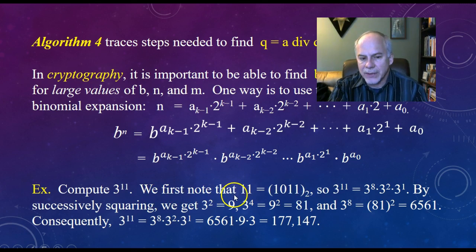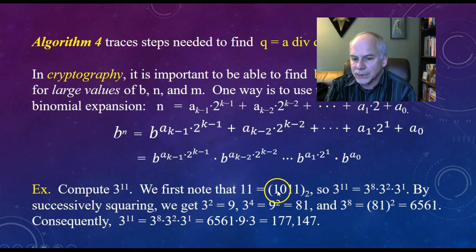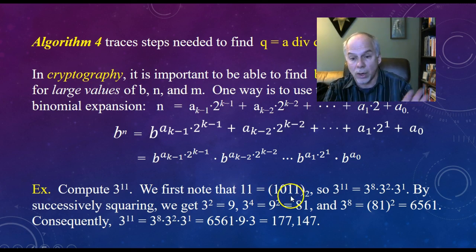So we first note that 11 is in binary representation 1011 base 2. So do you see that you have a 1 in the eighths place? 1 in the eighths place. You have a 0 in the fours place. So you won't have 4 involved. You'll just ignore the 4. You have a 1 in the twos place and a 1 in the ones place. So you understand that 3 to the 11th power is 3 to the eighth power times 3 to the second power times 3 to the first power. Okay? Because isn't 8 plus 2 plus 1 equal to 11?